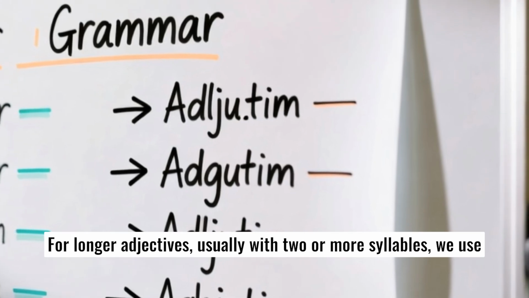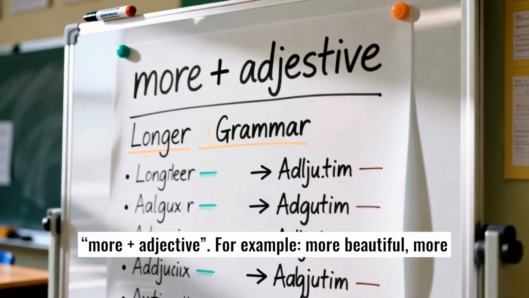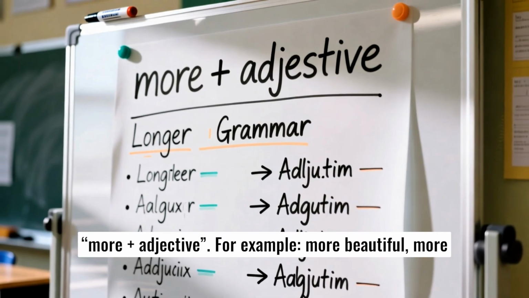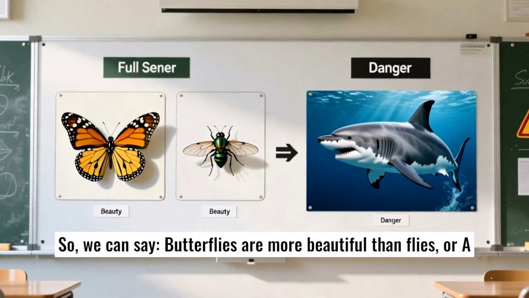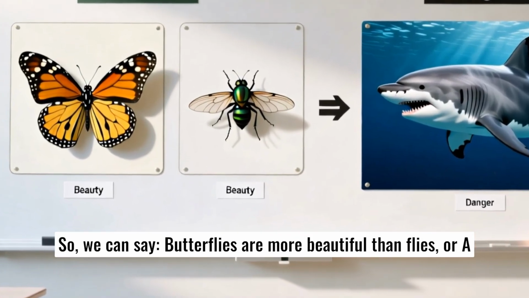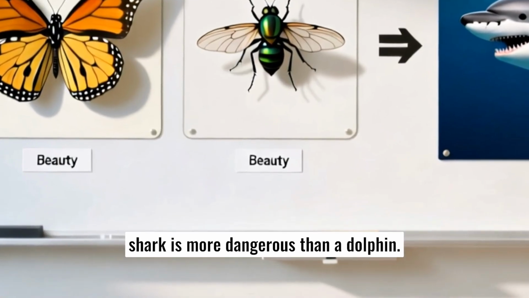For longer adjectives, usually with two or more syllables, we use more plus adjective. For example, more beautiful, more interesting, more dangerous. So we can say, butterflies are more beautiful than flies, or a shark is more dangerous than a dolphin.